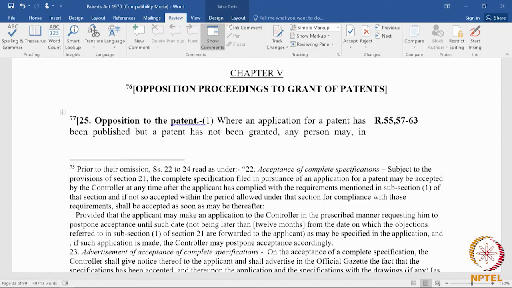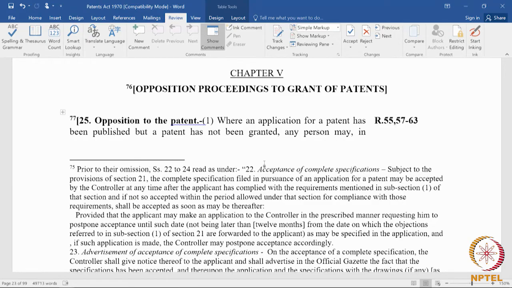So, first let us start with pre-grant opposition. Section 25(1) deals with pre-grant opposition, or opposition before the grant, where an application for a patent has been published, but a patent has not been granted. Which means the application is published and no patent has been granted.